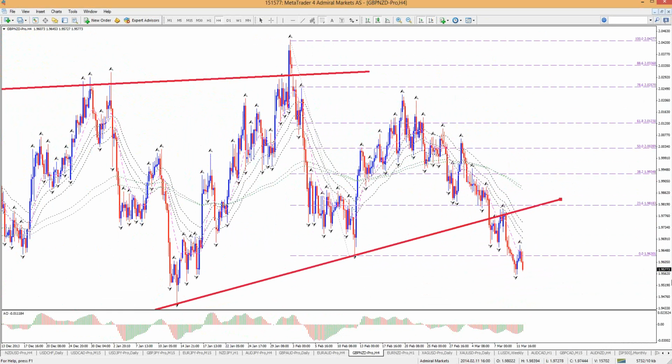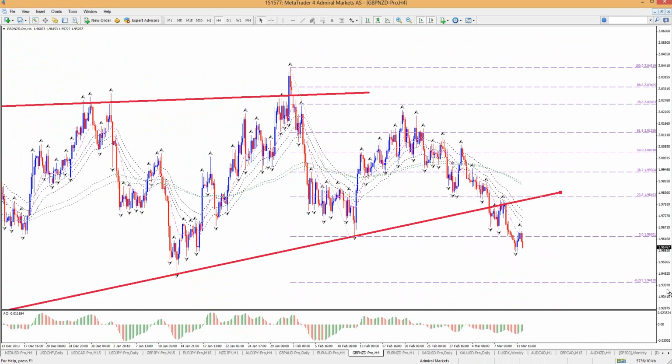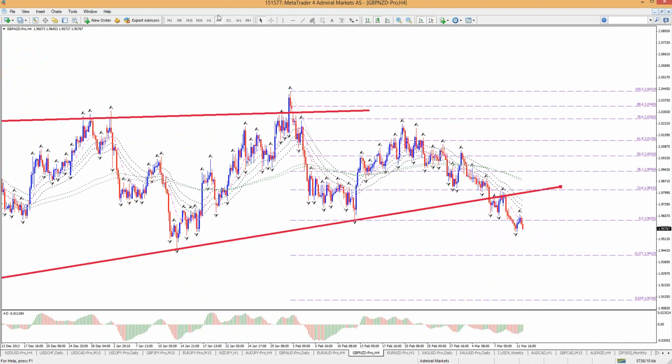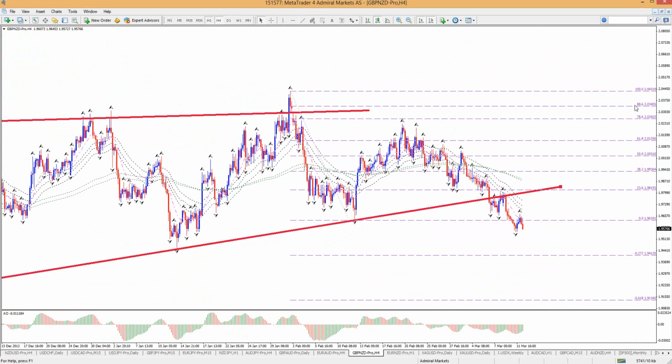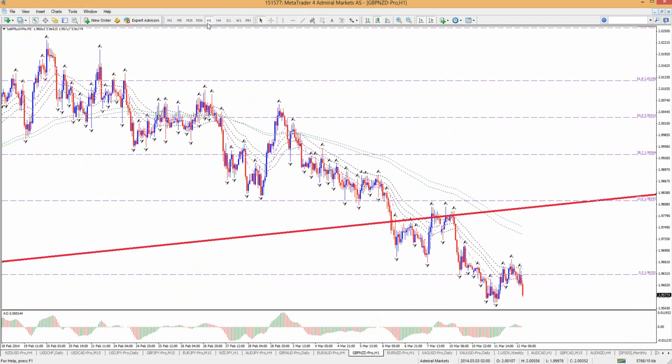What would be the target? The target would be this minus 272 target at first. Then the minus 618 target. So that seems pretty interesting, actually. Things are changing now. This was a big consolidation, so I didn't like that much. But with this break, things do become a bit different.